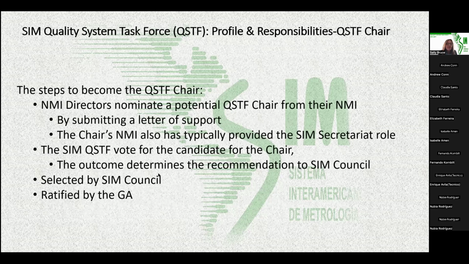So the steps to become the QSTF chair: the NMI director would nominate a potential candidate for QSTF chair from their NMI by sending a letter of support, and the chair's NMI has typically, just saying in the past, provided the SIM QSTF secretariat role. I apologize for that, that's a typo. So let me be clear again. The role that Andrew is in right now as a SIM QSTF secretariat, that's the role I'm referring to. The SIM QSTF delegates vote for the candidate, and the outcome of that vote determines the recommendation by QSTF to SIM Council.